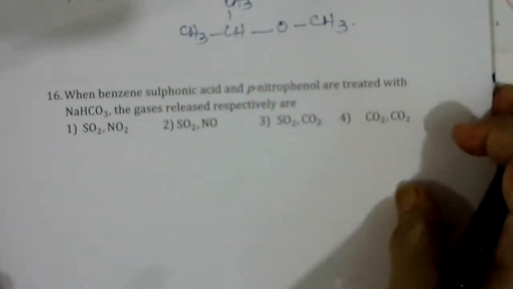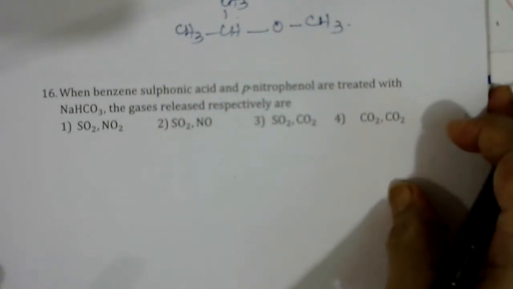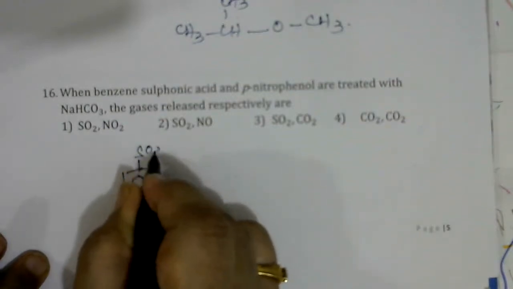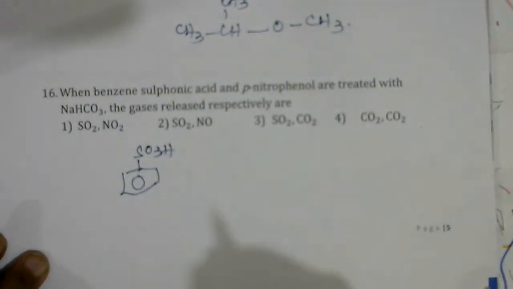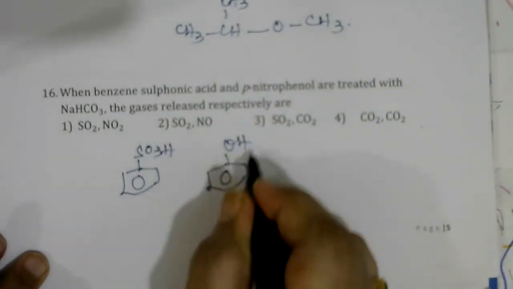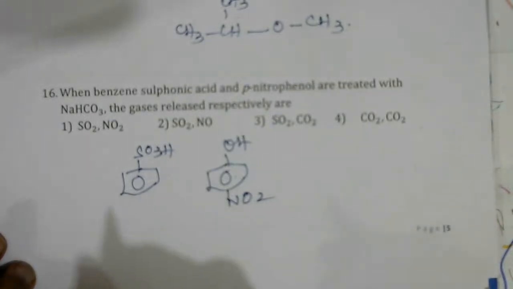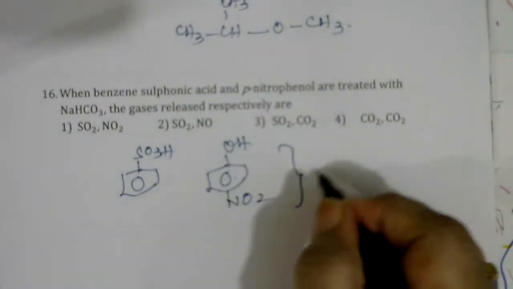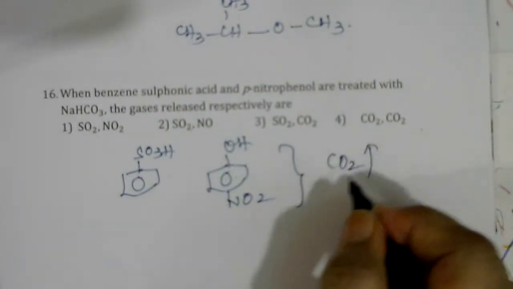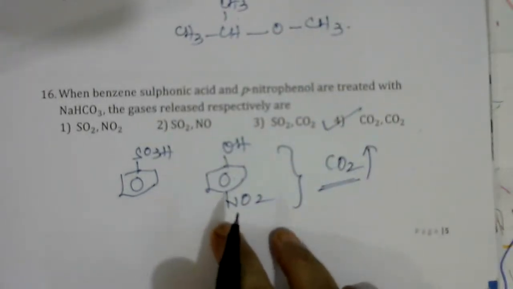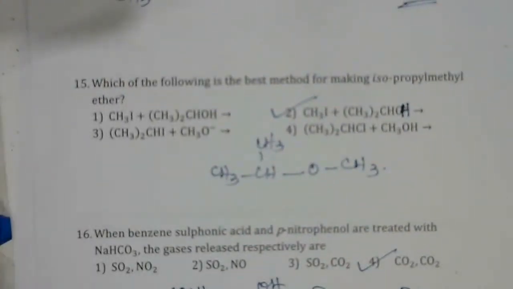When benzene sulfonic acid and paranitrophenol are considered, what is benzene sulfonic acid? SO3H. It is acidic in nature. In the same way, paranitrophenol also. When both are treated with sodium bicarbonate solution, both are acidic, so the gas liberated will be only carbon dioxide. Therefore, the correct option is the fourth one. Only carbon dioxide gas is going to be liberated.